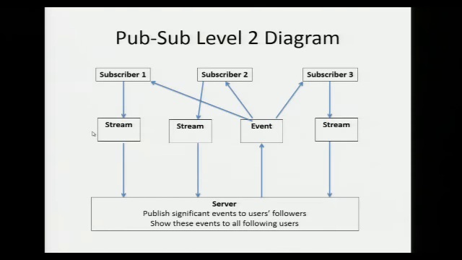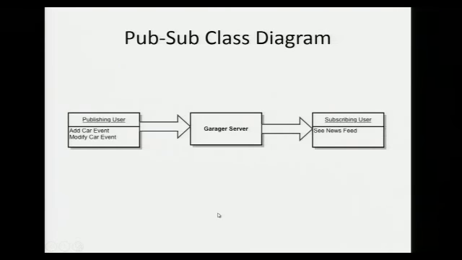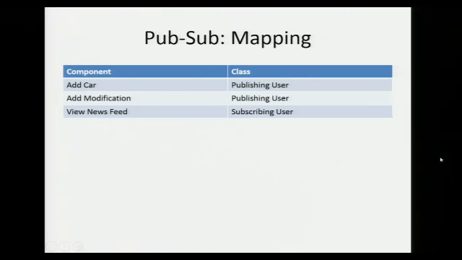So this is the level 2 diagram. Basically, you just have the subscribers here. These are the people who are following the publisher, and any events that are output by the publisher are pushed to the subscriber. And here's the class diagram. This is relatively simple. Basically, any events that happen on the publishing side get pushed to the server, and then the server pushes that to the subscribing user. And here's a mapping of that.